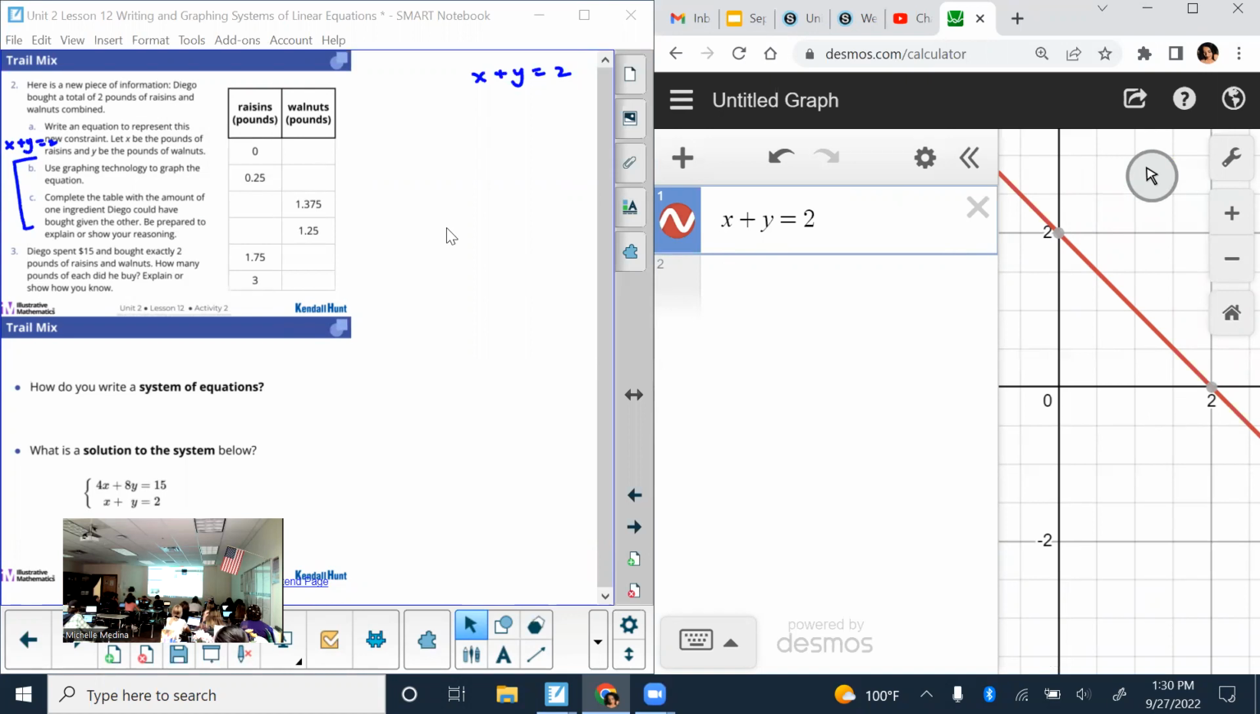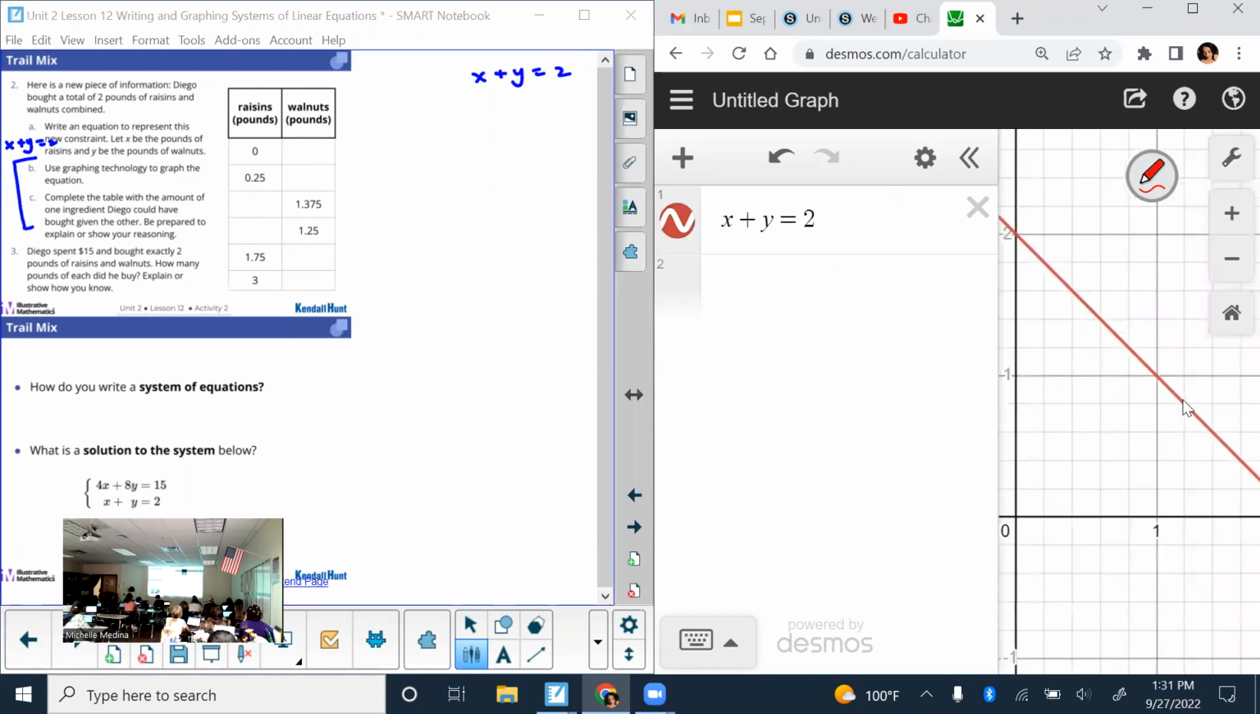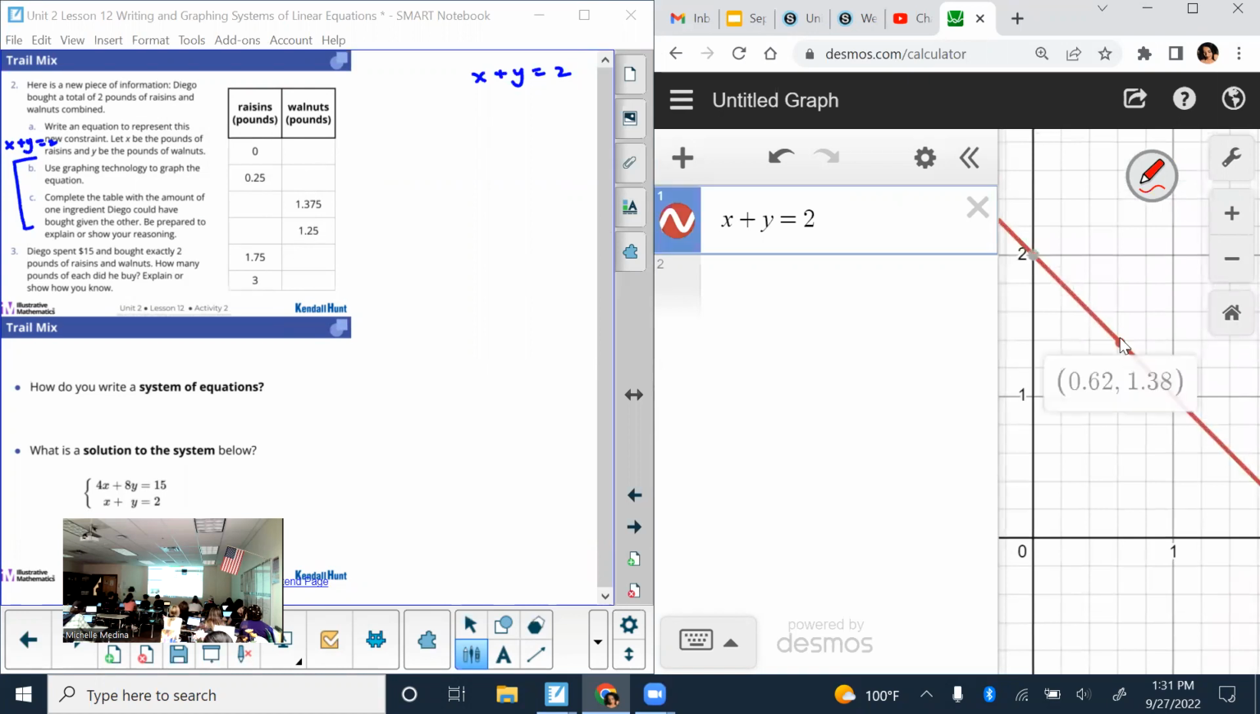How do I fill out the table? Move the mouse on the line. You see what I'm doing, you see how I can see each individual point. Some of these numbers are rounded to 3 decimal spots instead of 2, so I might want to zoom in a little bit more, so that I can see all of those when they come up.